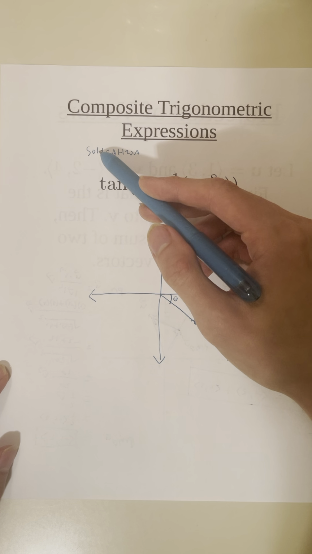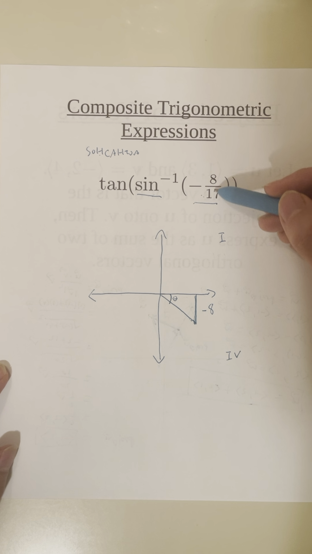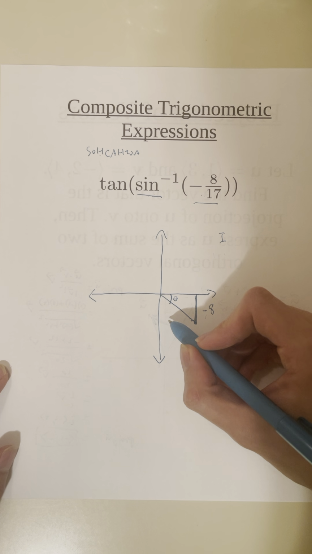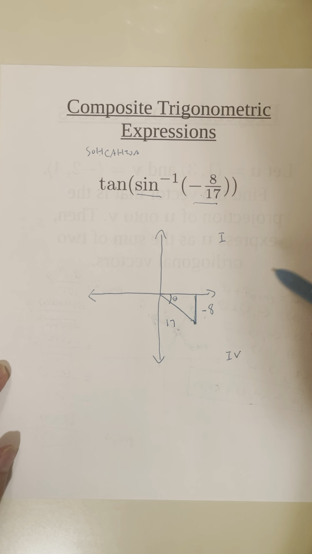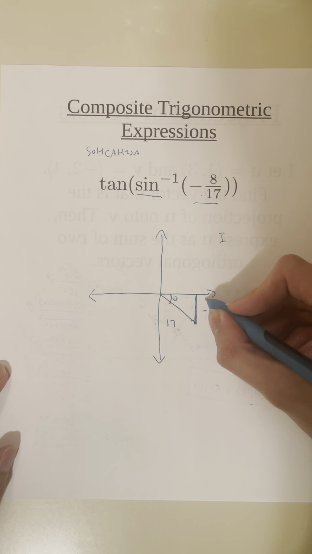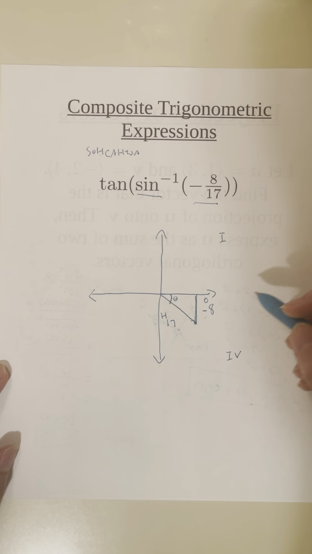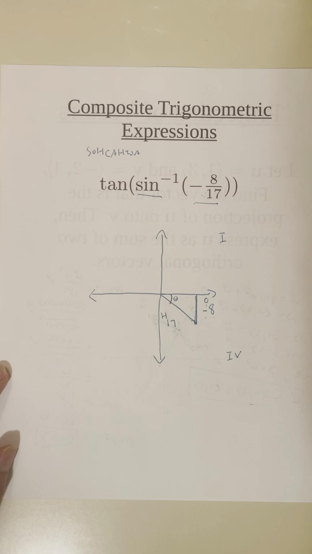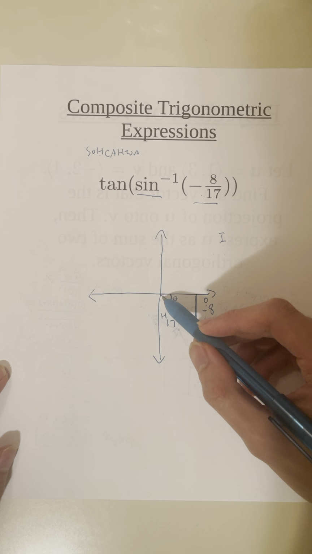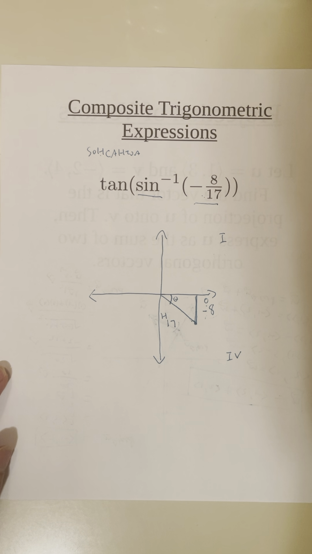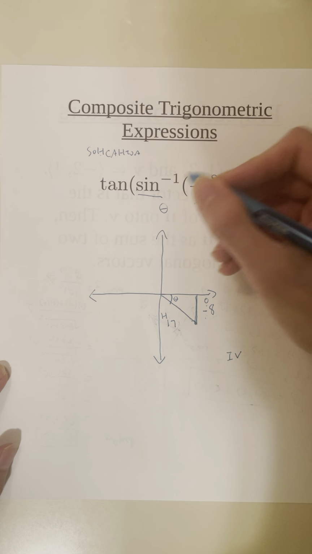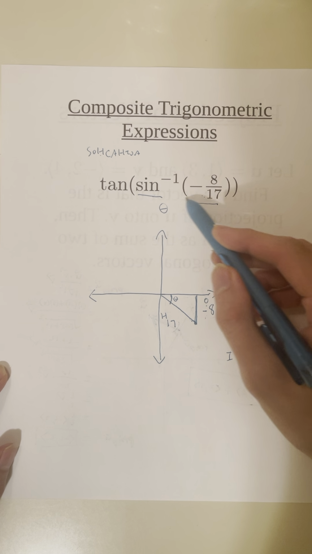Okay, so opposite over hypotenuse is going to be negative 8 over 17. And so this is going to be opposite, this is going to be hypotenuse. So opposite over hypotenuse is negative 8 over 17. Okay. A hypotenuse is always going to be positive. And theta is going to be equal to this.